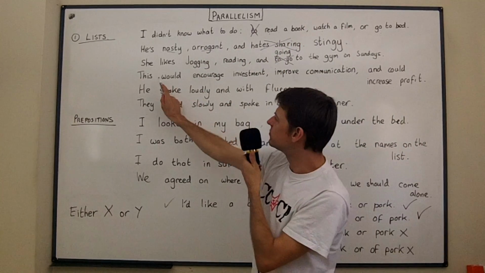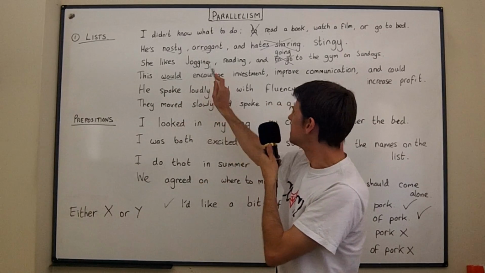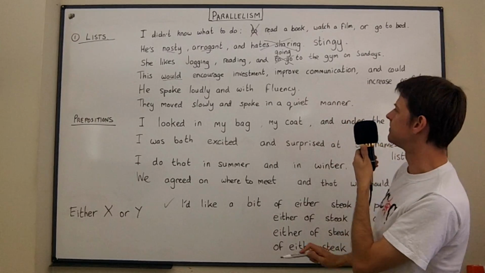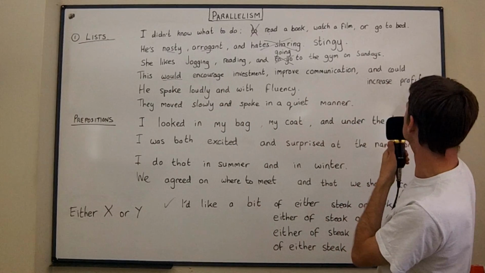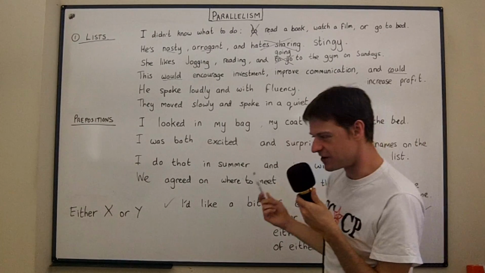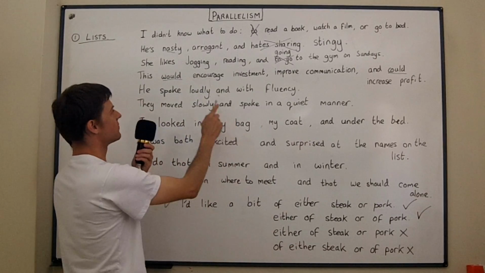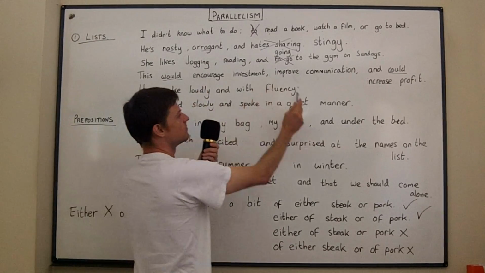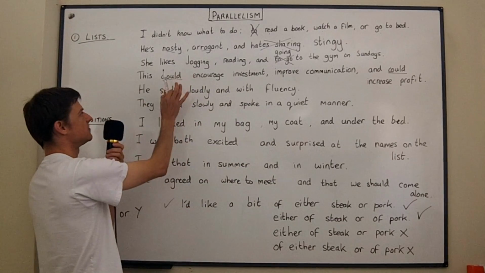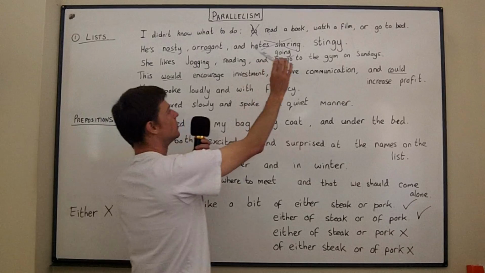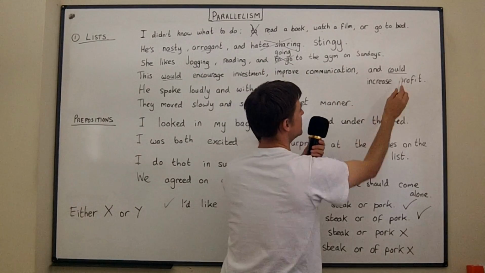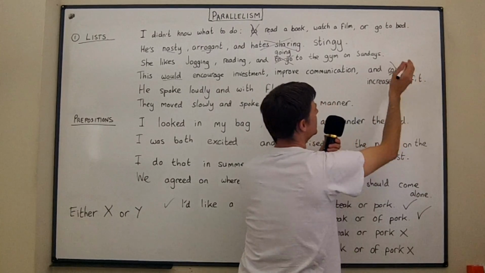Okay, now we're going to look at an auxiliary verb here. This would encourage investment. This would improve communication. And this would and could increase profit. This is obviously the problem here. I hope you can see that we've got three verbs, encourage, improve, and increase. And if we're going to use them in a list, that means that would modifies encourage, would modifies improve, and would should modify increase. But this could is in the way. So I would get rid of it.